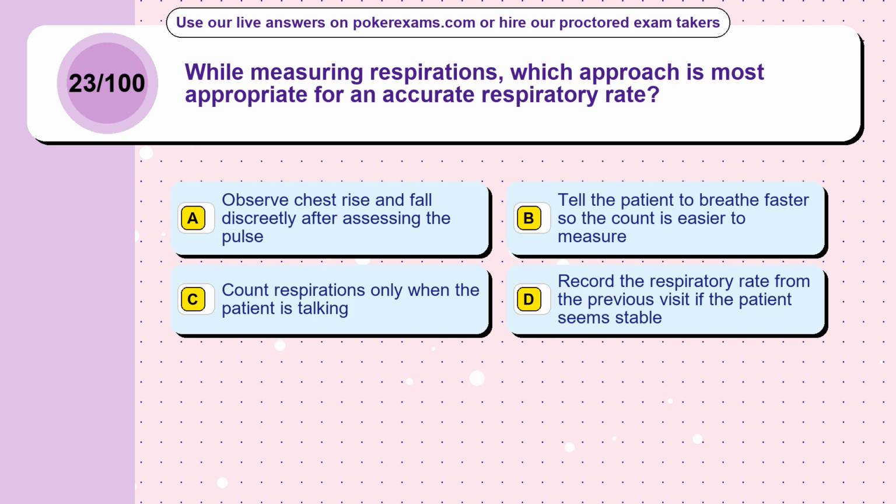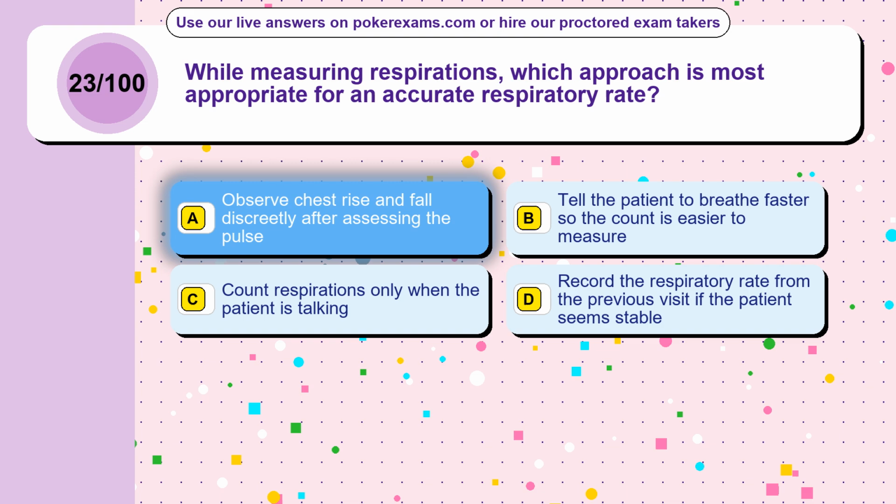Question 23. While measuring respirations, which approach is most appropriate for an accurate respiratory rate? Option A. Observe chest rise and fall discreetly after assessing the pulse. Option B. Tell the patient to breathe faster so the count is easier to measure. Option C. Count respirations only when the patient is talking. Option D. Record the respiratory rate from the previous visit if the patient seems stable.